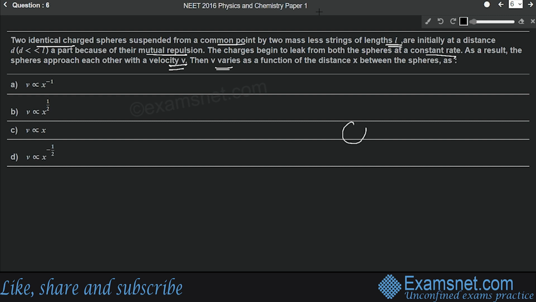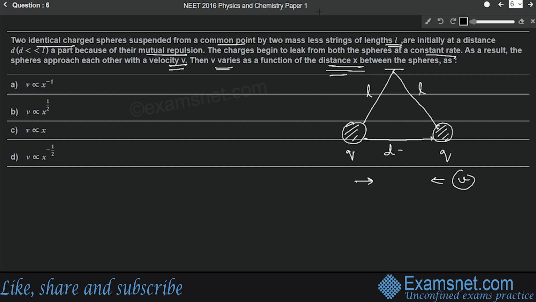So we have two identically charged spheres, which are suspended from a common point by two massless strings of length L each. Now these two spheres have the same charge, say charge Q. There is a mutual repulsion between these two spheres, due to which they are at a certain distance d apart from each other. After some time, the charges start to leak from these two spheres. Due to that, there is a decrease in repulsion and they start moving towards each other with the velocity v. So we have to find the relation between the velocity v and the distance x between the spheres.